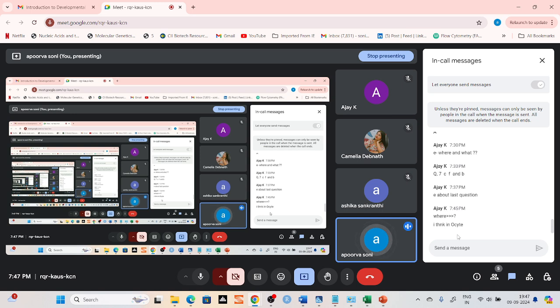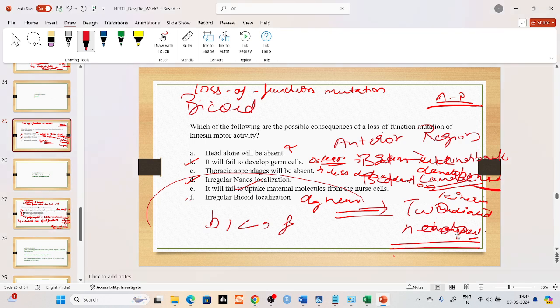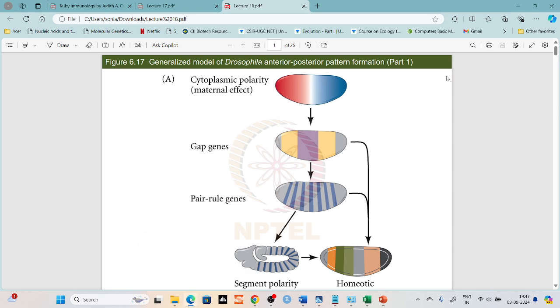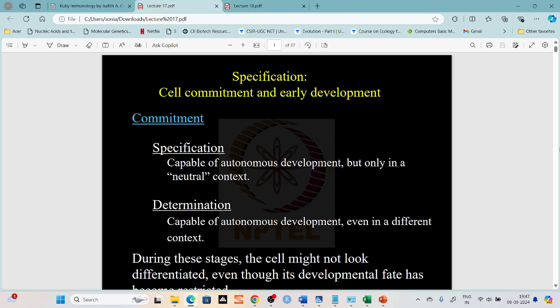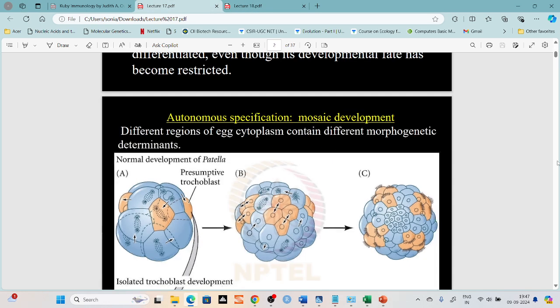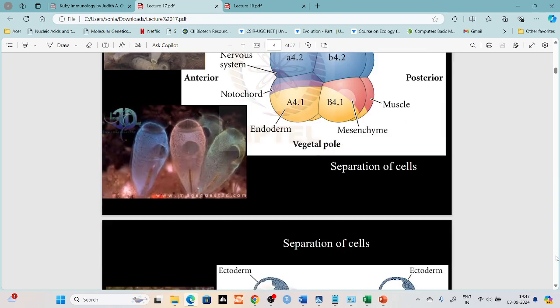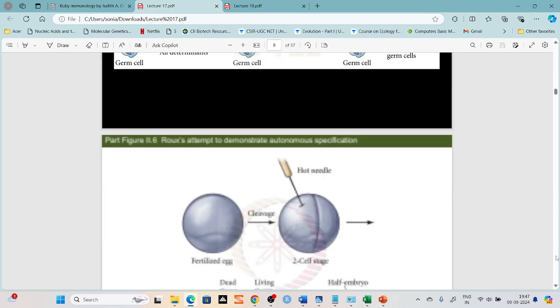It is an oocyte. See, these nurse cells are present in the oocyte. Okay, so these nurse cells within the oocyte have a major role when fertilization has not occurred.